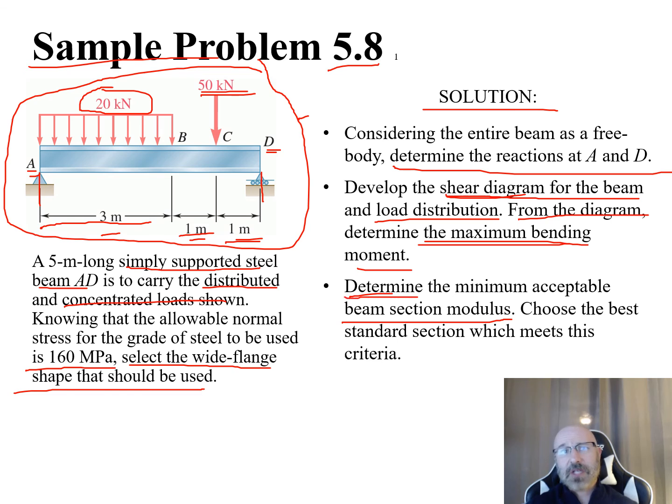So I want to think about this. How do we determine that minimum acceptable beam section modulus? And from that, choose the best standard section that meets the criteria right there. And that's what they asked us to do at the end there. So this is our procedure for analysis, and little steps, little solutions we're going to find along the way to get down to what they asked for in the end.